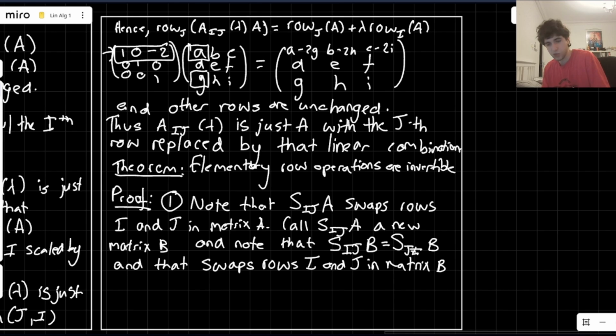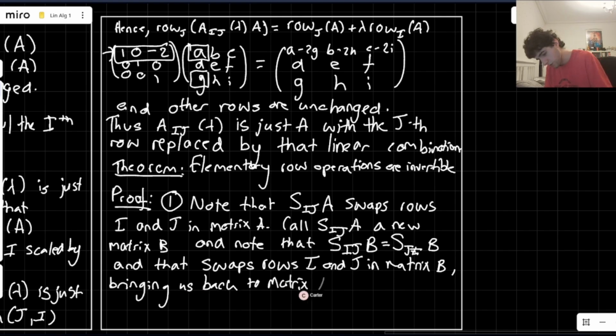Which basically brings us back to matrix A. So we've just reversed what we've done. We swapped the two rows, and then swapped them right back. Even though we defined a new matrix, we basically swapped once and swapped twice, and that gave us the initial matrix we started off with.